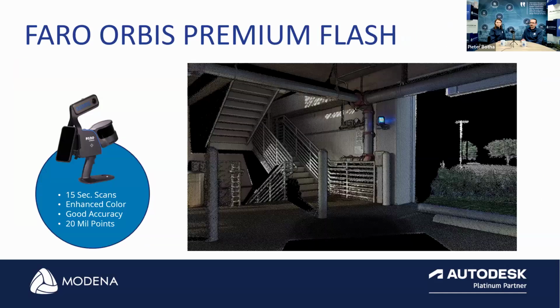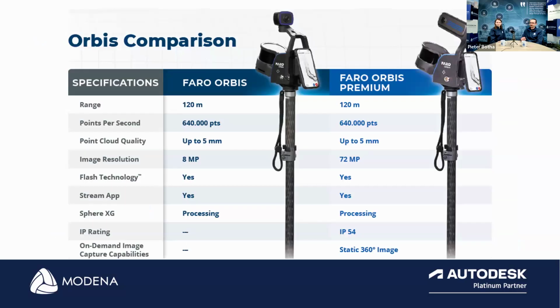Here's another example of the actual 3D view of the flash scan that was taken. It takes only 15 seconds with Orbis, so a lot faster than the Focus Premium scan. It's got enhanced color from the new camera that has been added, and also good accuracy. Not as great as the Focus Premium scan, but there's a different application for both of them. And as I mentioned, 20 million points per flash scan.